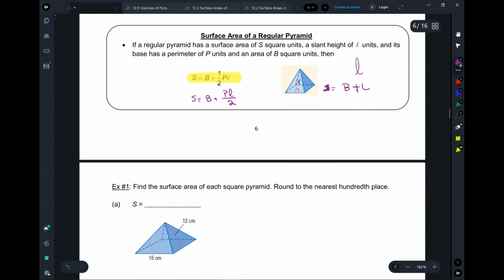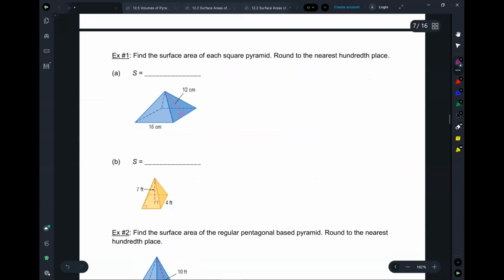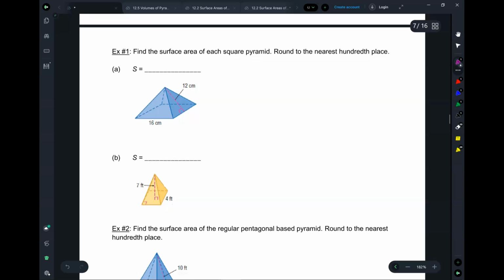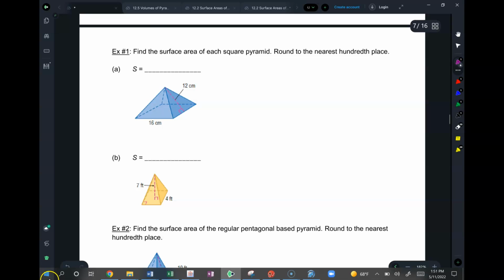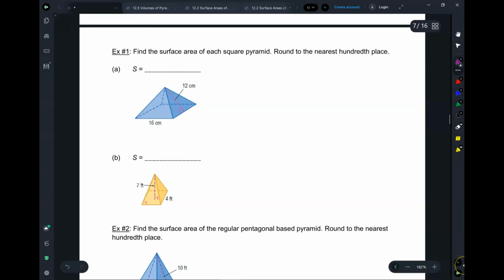Fabulous. Okay. Awesome. Let's do one. The surface area, so we need to find the surface area of each pyramid. Okay, so first, you have to work in an organized manner, right? So the surface area is B plus half times the perimeter times the length, so times the slant height, I mean.